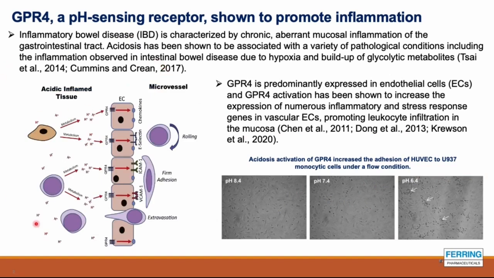So the overall hypothesis and proposed mechanism of action is that in acidic inflamed tissue, protons would lead to the activation of GPR4, leading to an upregulation of chemokines, cytokines, and adhesion molecules, promoting the attachment, adhesion, and infiltration of immune cells into the diseased tissue.